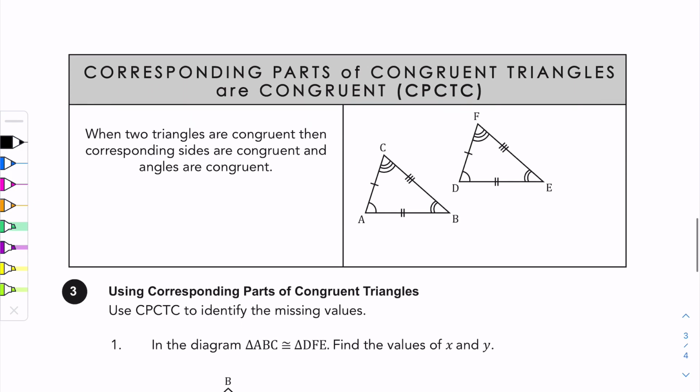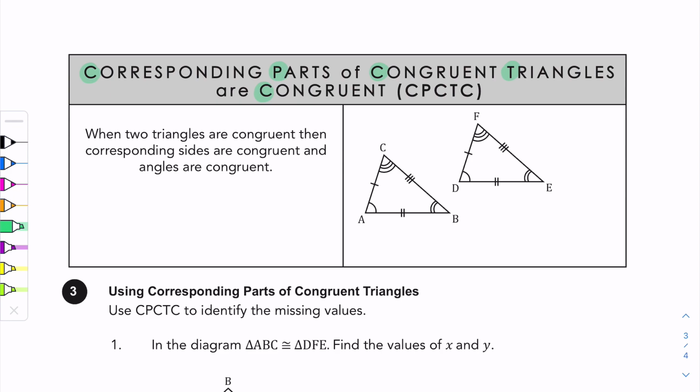So next we're looking at another theorem, which is called corresponding parts of congruent triangles are congruent, and we abbreviate this as CPCTC. That way we don't have to write that whole statement out every time. So CPCTC states that when 2 triangles are congruent, then corresponding sides and corresponding angles are congruent.